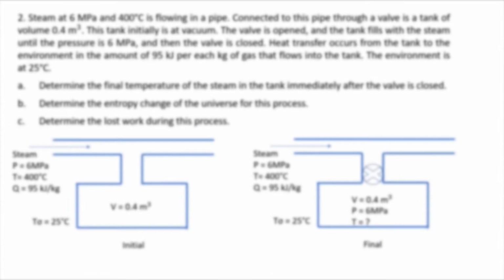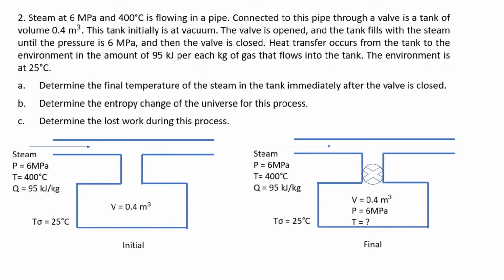Question number 2. The given for this problem: at the initial state, the steam is at 6 megapascals and 400 degrees Celsius, with a Q of 95 kilojoules per kilogram. The tank is 0.4 cubic meters, and the temperature of the surroundings is 25 degrees Celsius. At the final state, the tank is filled at 6 megapascals. The required for this problem is the final temperature of the steam in the tank immediately after the valve is closed, the entropy change of the universe, and the lost work during this process.